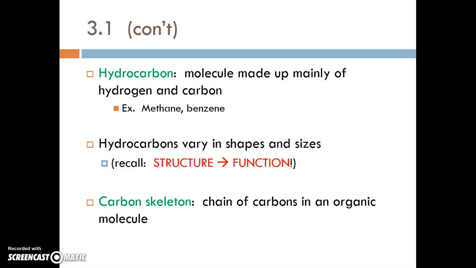These hydrocarbons vary in shape and size, and if you remember back from our other videos, structure equals function. So the shape of what something looks like really dictates its function. If it's got a certain shape and size, it's going to do a specific thing. And if there's anything wrong with that structure, it's not going to function correctly. In human bodies, if they're making something and the structure is not correct, so the function is gone, those are the majority of those genetic diseases, and we'll talk about them later.